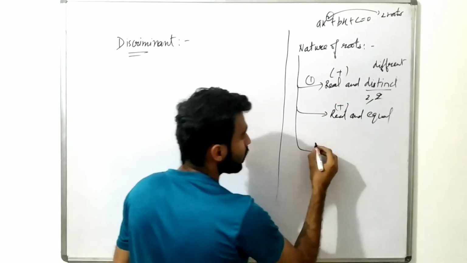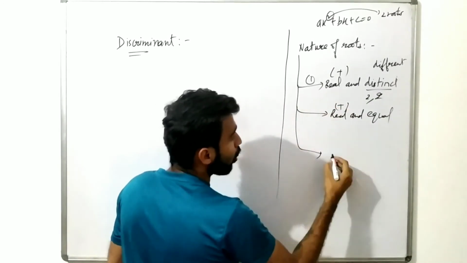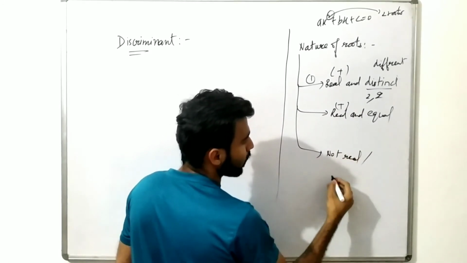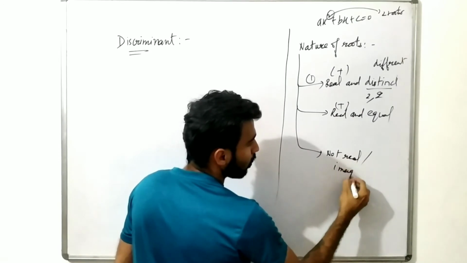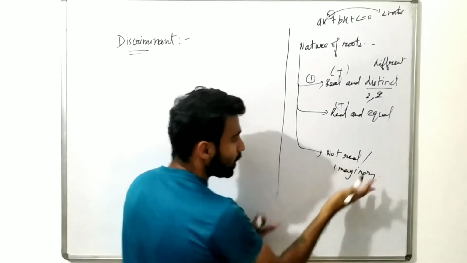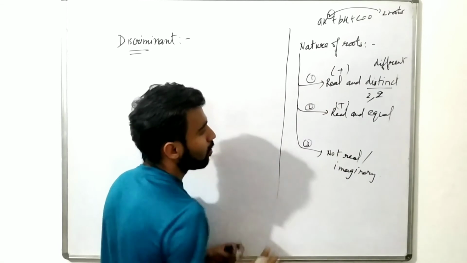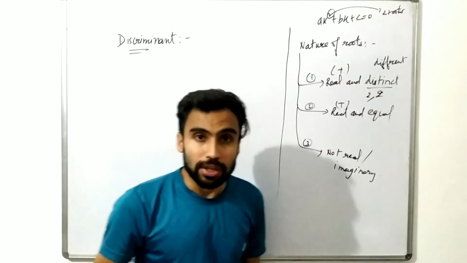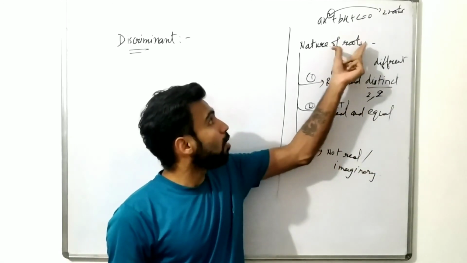Now, in the third case, the roots are not real. So not real, or you can say imaginary. So these are the types or the nature of roots. So there are 3 kinds of nature present in the form of roots.